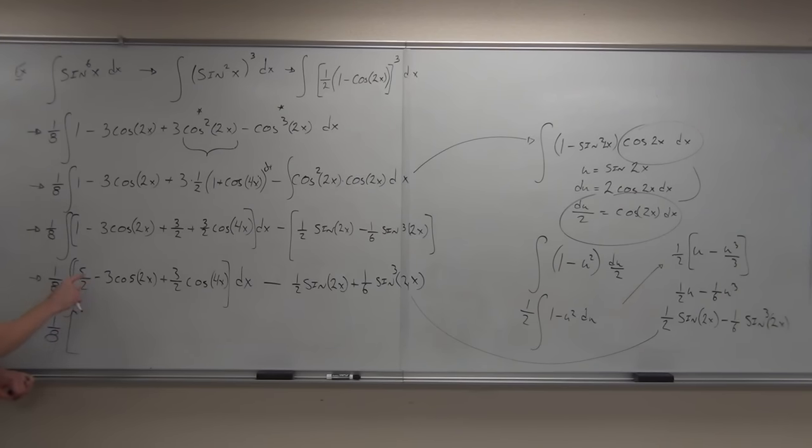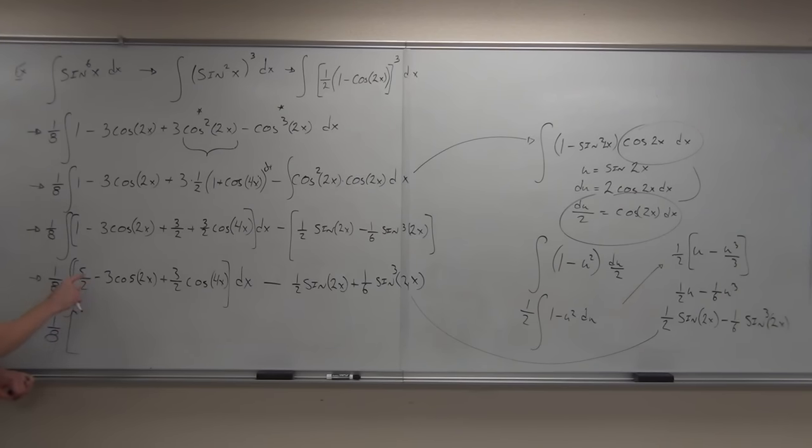Plus 3/2. Let's try this again, okay? Derivative of this one? Sine 4. Perfect. Again, you're kind of doing those substitutions in your head. Minus all this stuff. Oh dear. It's fun, right? A little bit. What now? This should get to 1/8. And combine that.